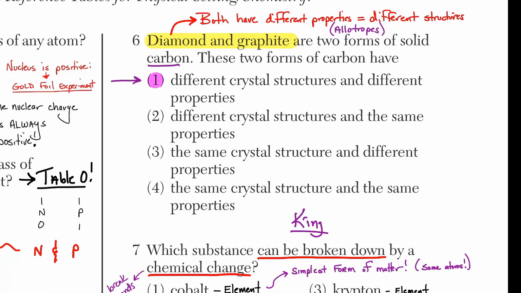And they can ask for that in the FRQ: describe why diamond and graphite have different properties. And you just say different structures, different properties. Okay, structure is king. These are allotropes.